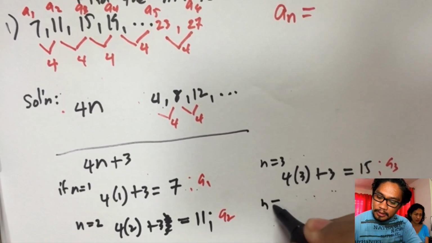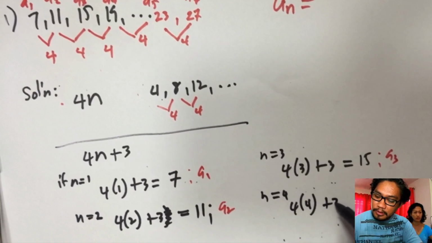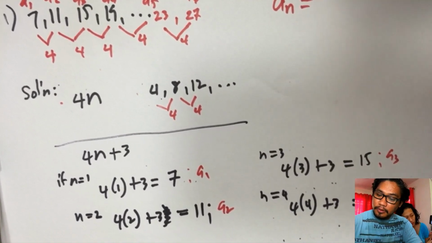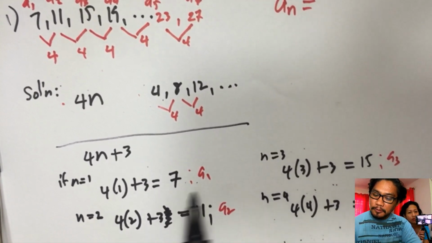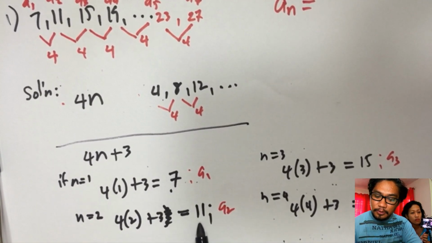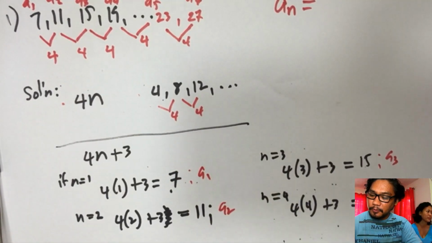And last but not least, if n is equal to 4, 4 times 4 plus 3, 4 times 4 is 16 plus 3, 19. There you go. We now have correct answers for the first 4 terms. If n equals 1, you get 7. If n equals 2, we get 11. If n equals 3, we get 15. And if n equals 4, we get 19.